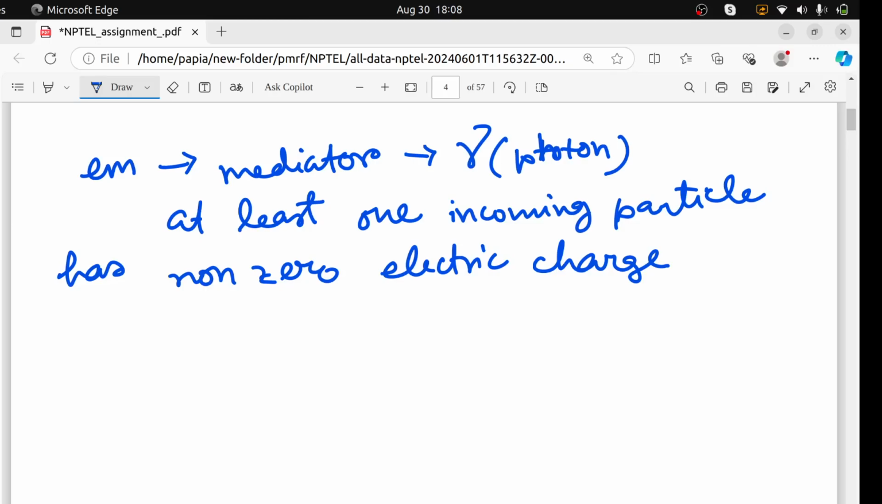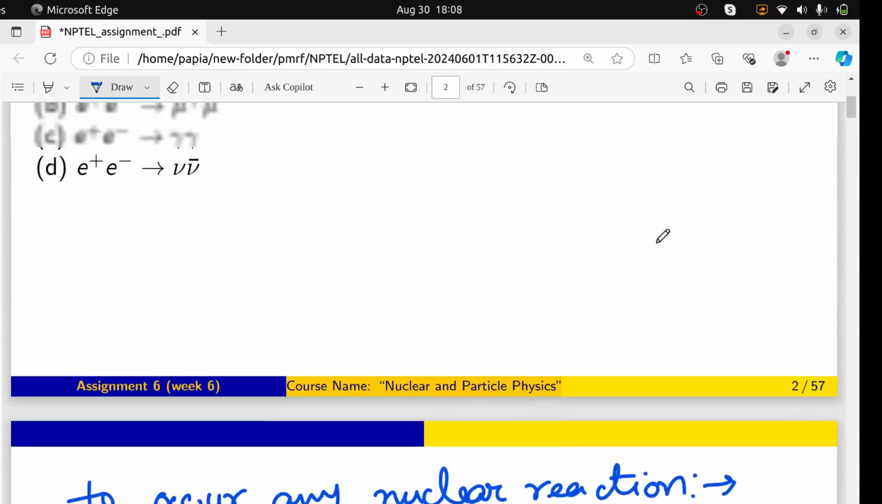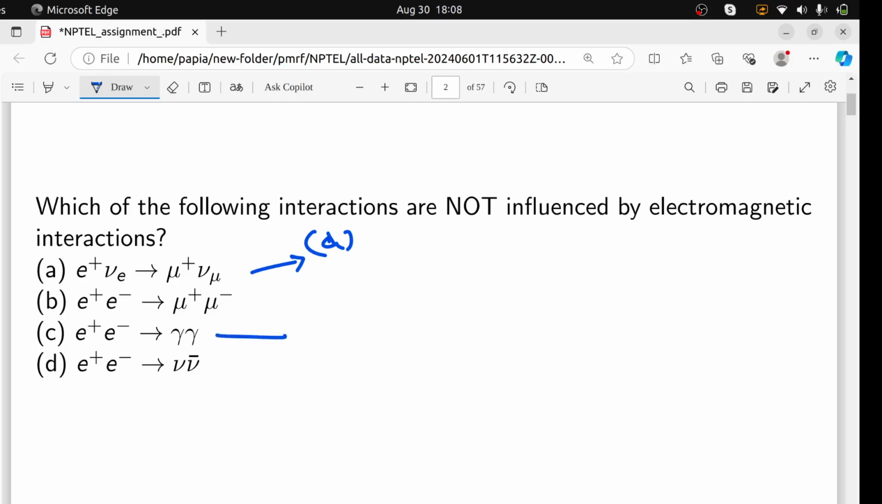non-zero electric charge particle. So obviously, if there is no charged particle, that means there is a neutral particle, so that will not interact with gamma directly. So the mediator should be gamma, or the mediator or the outgoing particle. If either of these two is gamma, then obviously without any doubt we can say that it is governed by electromagnetic interaction. So now by seeing these four interactions, we can see that obviously this option C is governed by EM interaction, because there is an outgoing particle as gamma.